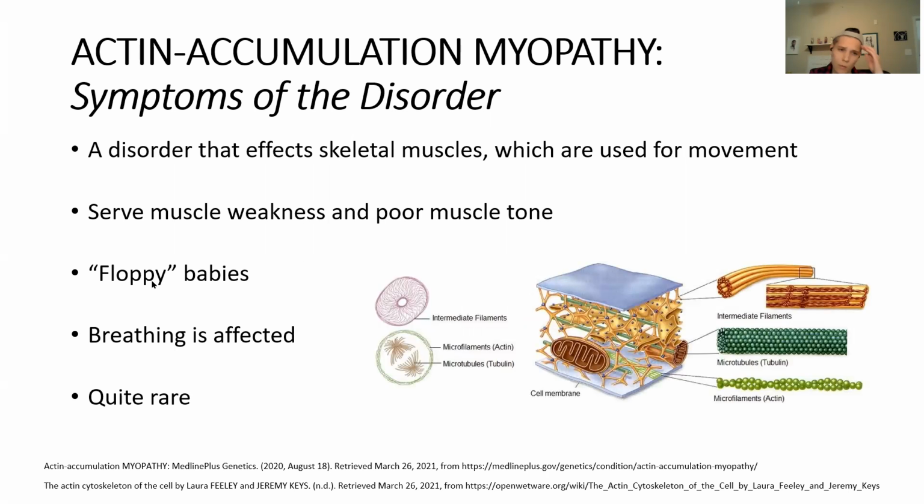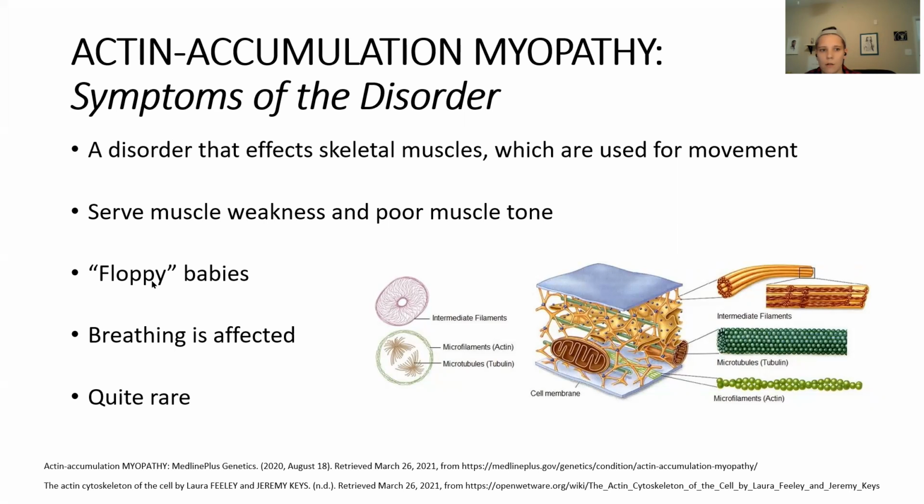So the disorder mutation that I chose to look at is actin accumulation myopathy. Actin accumulation myopathy is a disease that is caused by a defect or mutation in actin protein. It is a disorder that affects skeletal muscles, which are used for movement. The symptoms of someone with this disorder are muscle weakness and poor muscle tone. It is apparent in infancy.